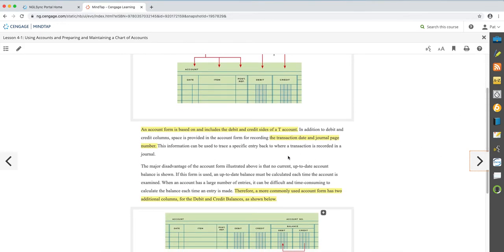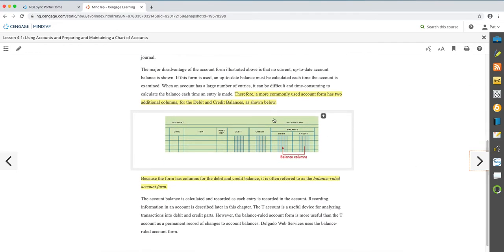This is what it would look like. Now the problem is, if we did this, we'd have to add them all up because we don't have a current balance over here. So this form is incomplete, and it needs a balance section, so that we can see a debit balance or a credit balance. This is called a balance ruled accounting form. Basically, it's a ledger account, okay?